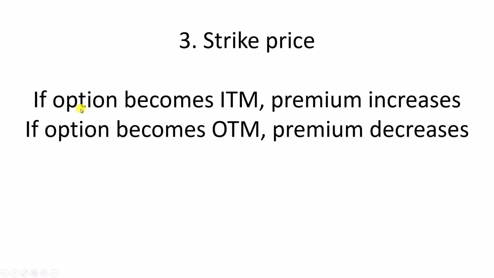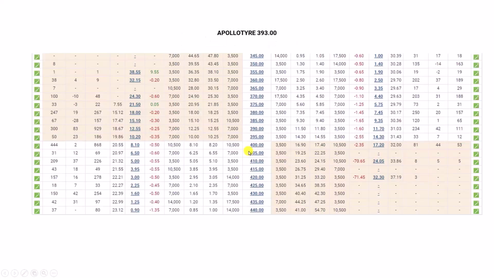Okay. Next, strike price. If an option becomes ITM, the premium increases. If an option becomes OTM, premium decreases. Now, what is this? Let us check out. Here, I have taken the option chain of Apollo Tyre, and the spot price is 393 rupees, the stock price as of when I had taken this screenshot. Okay, so 393 comes here and 393 will be at the money. All right, so this is at the money.